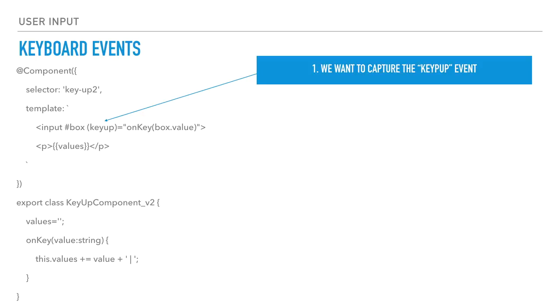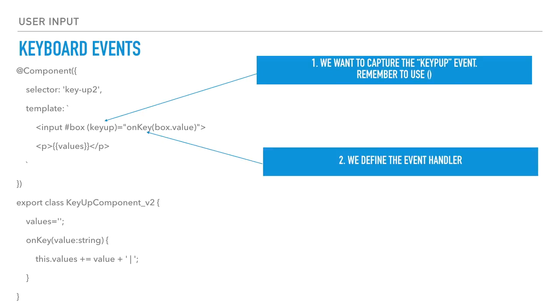So if we go now to our class and we see the onKey, we are expecting a value, it's a string, and inside the function we have our logic. I put an emphasis on this. You will see this is what will happen: it will call onKey, it will pass a parameter, and then we will go to the function.